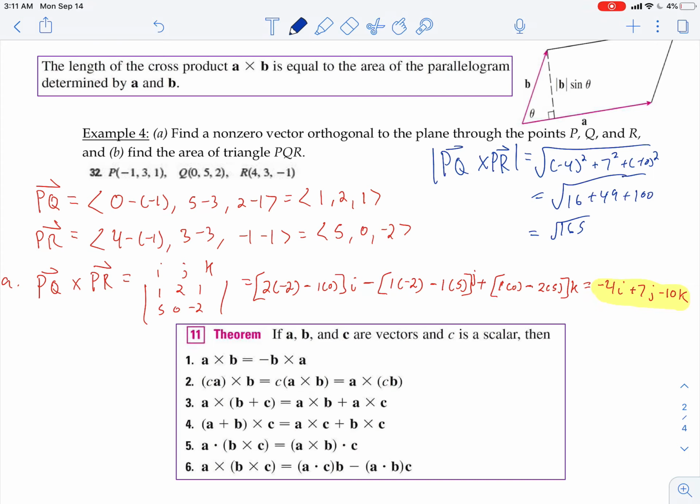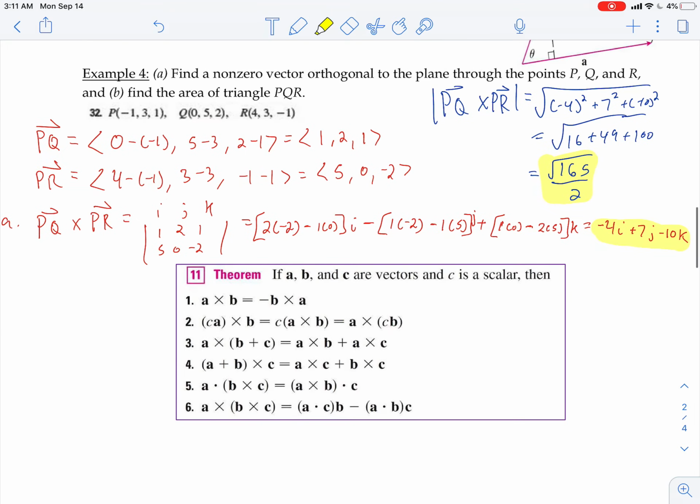Now, this is not the area of the triangle. This is the area of the parallelogram. And so if I want to find the area of a triangle, because this is a parallelogram, all we need to do is divide this by 2.